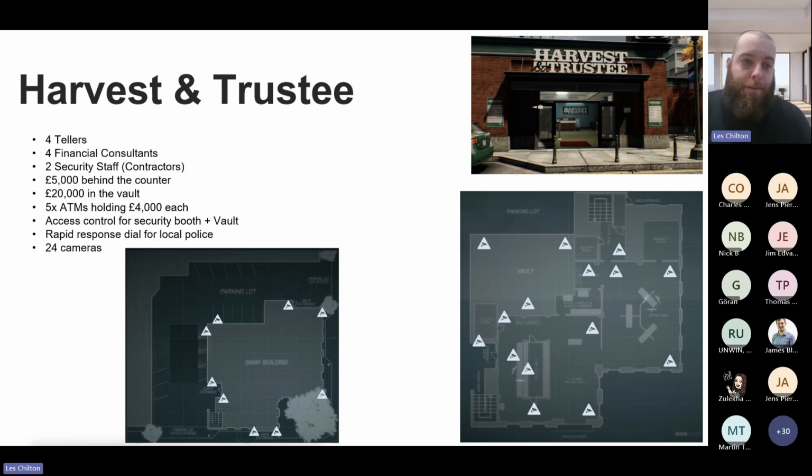They do have a fair bit of security, as you'd expect from a bank. They have 24 cameras. Now you can see the 2 maps here. I'm going to cover those on the next slide. You'll be able to see them in a little bit more detail. But we'll look at the camera layouts there. And they also have rapid response from the police.